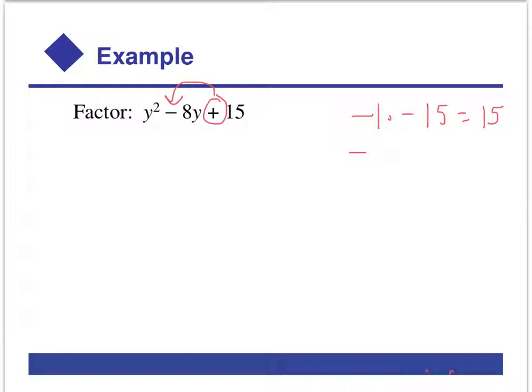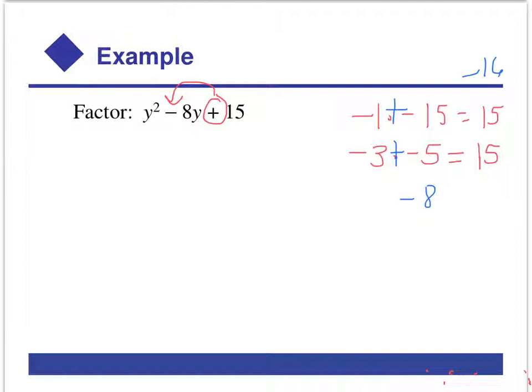Negative 3 times a negative 5 gives us positive 15. And that's all the factors. Now if I go in here and drop a plus sign, let's see what we get. Negative 15 plus a negative 1 is going to give us a negative 16. Well, that's not going to do us any good. Negative 3 plus a negative 5 gives us a negative 8. That's the one we're looking for.